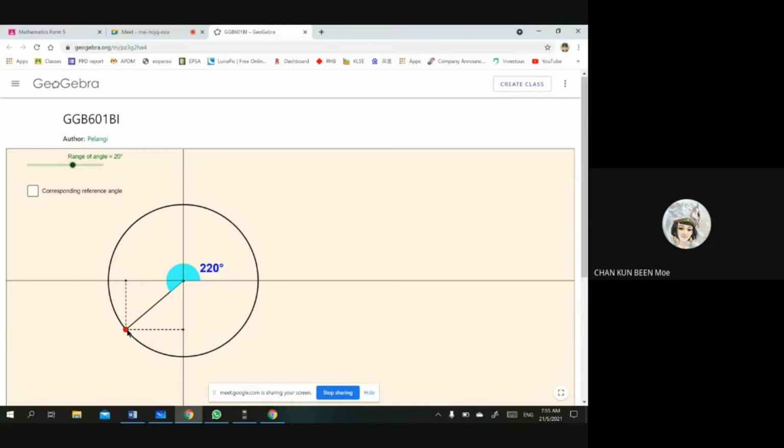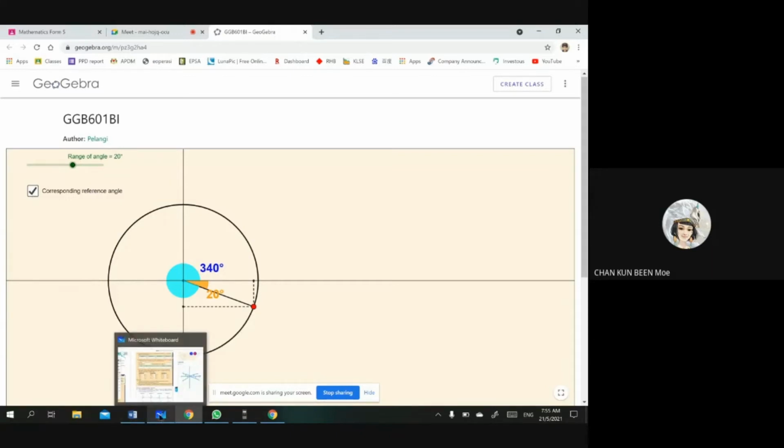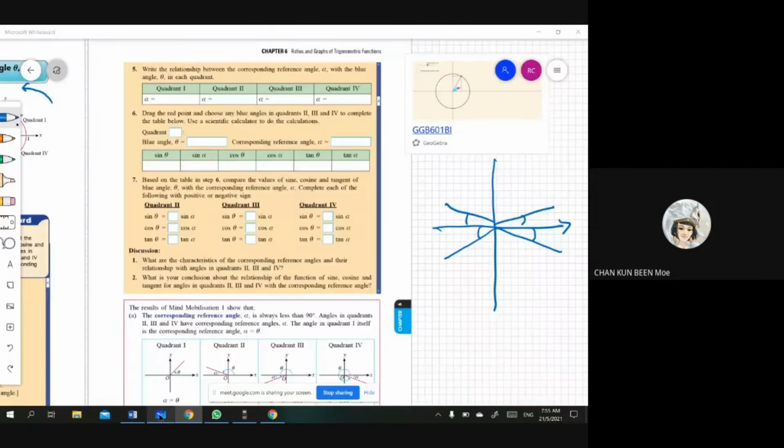Okay, now I move it to the last quadrant. So now it's 340 degrees. Just like I told you already, the corresponding angle is the one that is nearer to the x-axis. So can you guess how much is the corresponding angle now? Anybody? 20. Yes, good. It's 20 degrees. Okay, so at this moment, you just need to know that the corresponding angle, we represent using alpha. It is the one that is close to the x-axis.